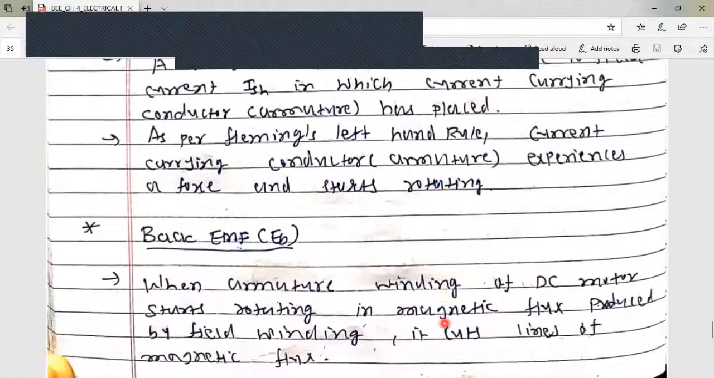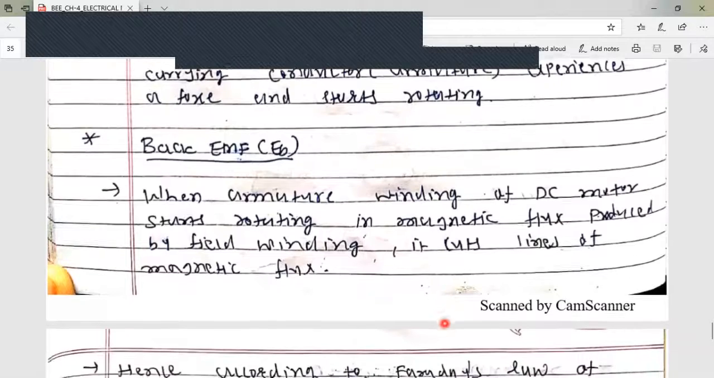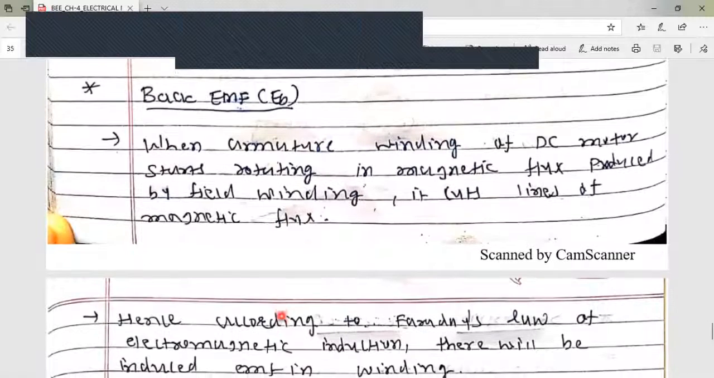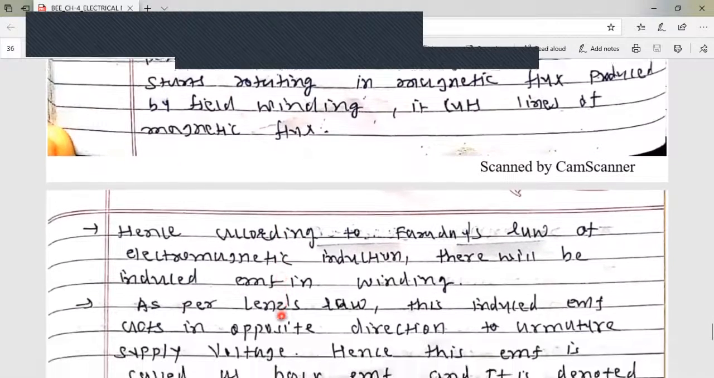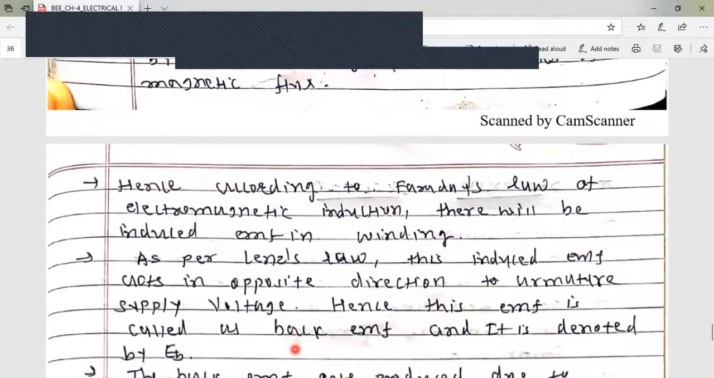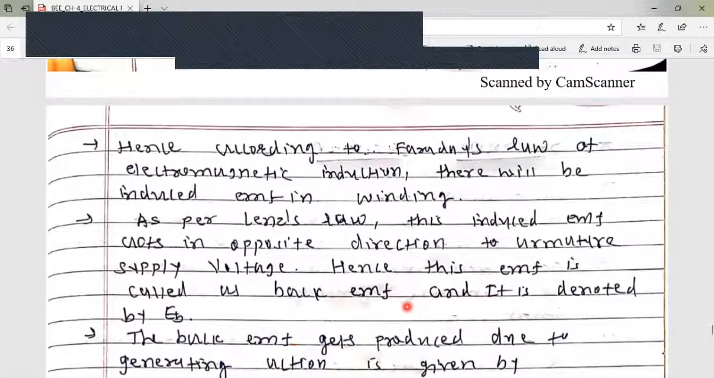One important point is back EMF. When the armature winding of a DC motor starts rotating, it cuts the lines of magnetic flux produced by the field winding. According to Faraday's law of electromagnetic induction, there will be an induced EMF in the winding. As per Lenz's law, this induced EMF acts in the opposite direction to the armature supply voltage. So this EMF is also known as back EMF, and it is denoted by EB.